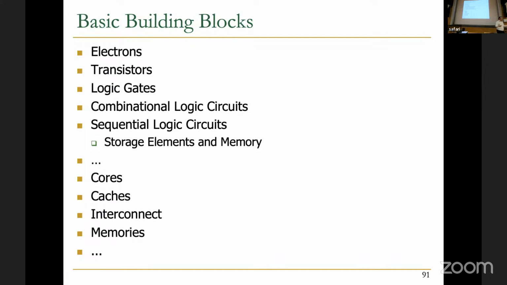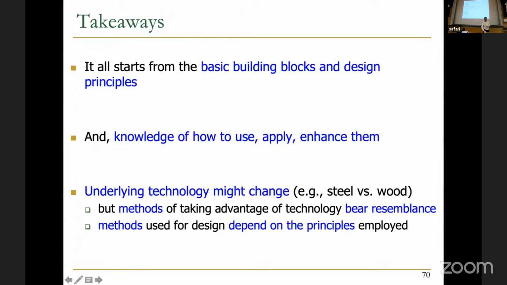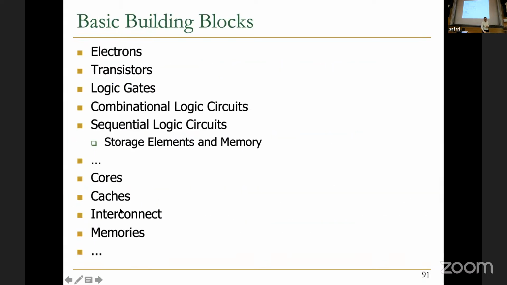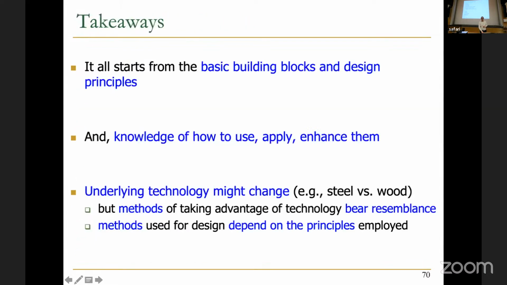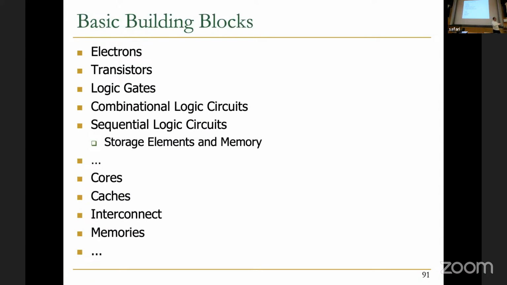Combinational logic circuits are logic circuits that don't have memory. Sequential logic circuits have memory. They can remember the past, basically, which is a really critical thing to do when you need to do computation, remembering what happened before. And then we're going to build more and more sophisticated building blocks like cores, caches, interconnect, and memories. Does that sound good? And then you can build different types of chips and put them together in a system. These are building blocks we're going to progressively build up.